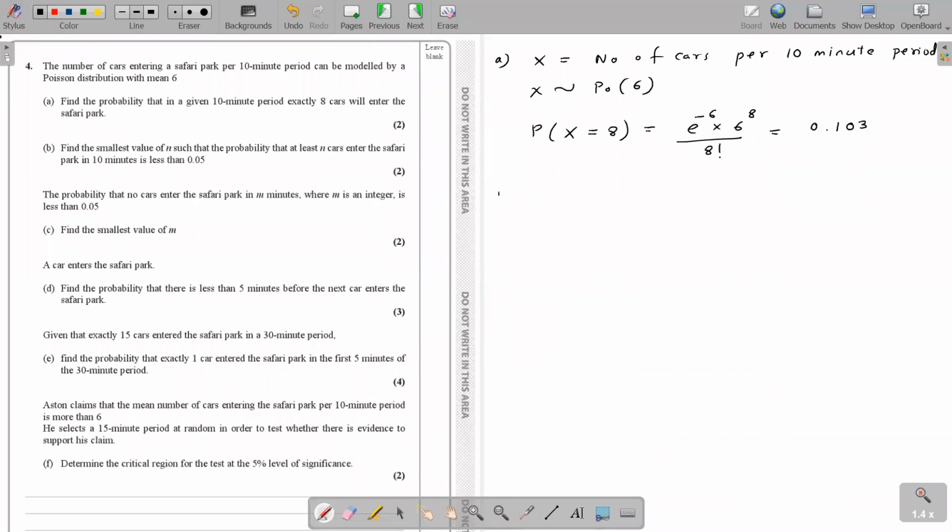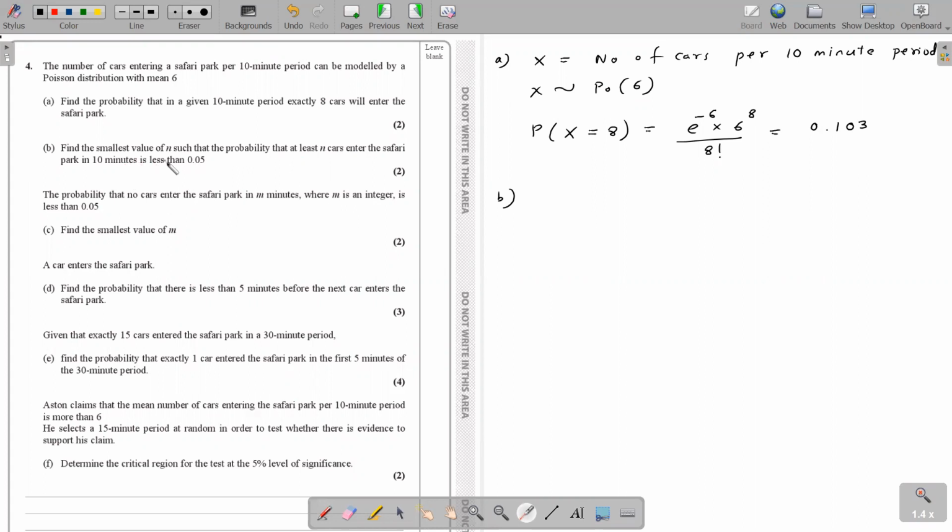Okay, part B. Find the smallest value of n such that the probability that at least n cars enter the safari park in 10 minutes is less than 0.05. Okay, first thing is, do we change the interval? The interval is still 10 minutes, right? 10 minute period. So that means our variable is still x.